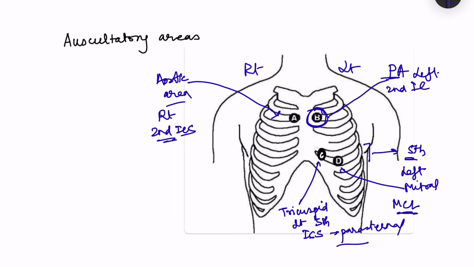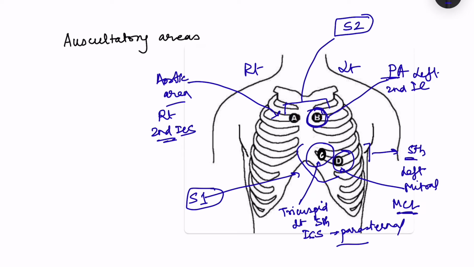And why do we have 4 areas? Because we have 4 valves. So tricuspid closure will be best heard in area C, then mitral valve closure will be best heard in area D, and we can say that in the CD area S1 is louder. And in the AB area, which are for the closure of the pulmonary valve and aortic valve, S2 is louder. Okay, so that is one thing.